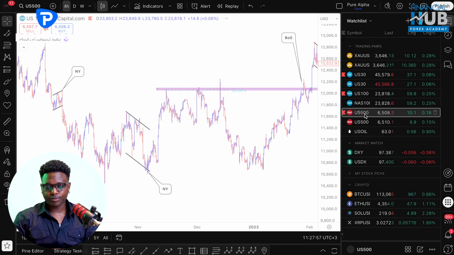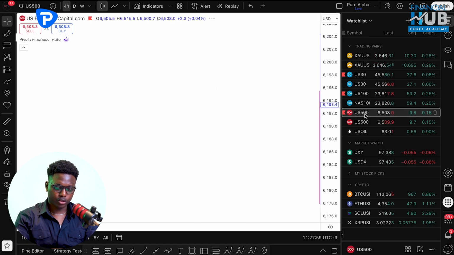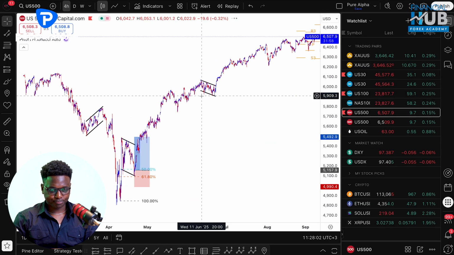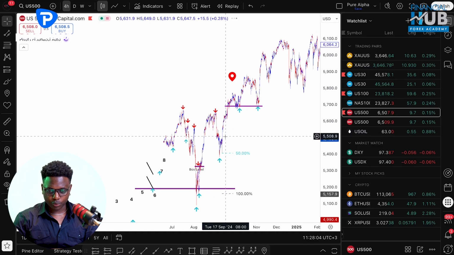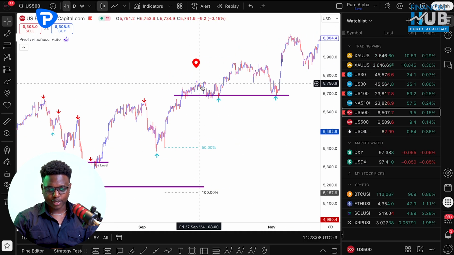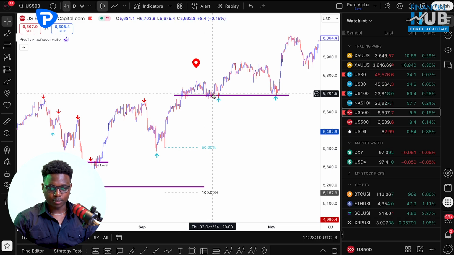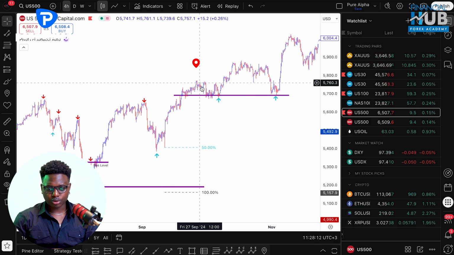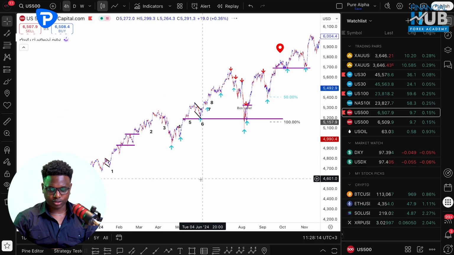If you go to the US 500, which is a major market you need to look at as well, you can see here in September we had a bit of a bearish market. Then we had a bullish market, then sort of consolidation, then a bullish move to the upside.